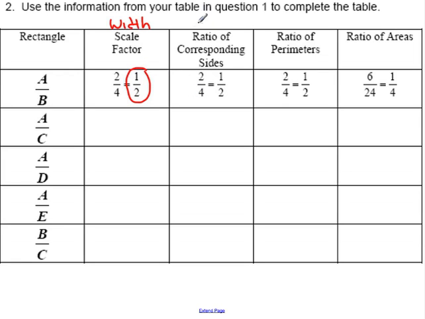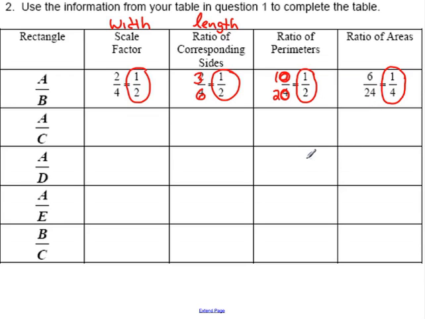To get the ratio of corresponding sides, I'm going to compare the lengths of two sides. So we'll take the length of rectangle A, which is, it's not 2, it's 3. I'm going to change some of these numbers. And the length of rectangle B, which is 6, I'm going to simplify that. Oh, I still get 1/2. We'll talk about the ratio of perimeters. That's going to be 10, the perimeter of A, and 20, the perimeter of B. When I simplify those, I still get 1/2. And the ratio of areas, 6 and 24, I get 1/4 when I simplify that fraction.